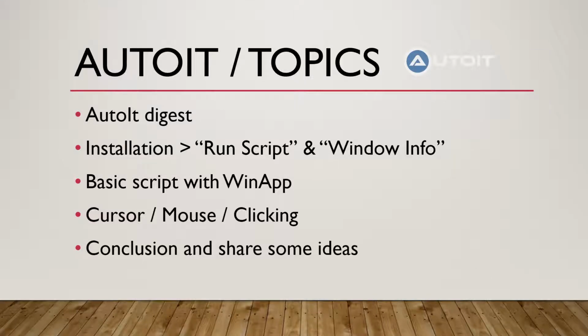I will break it down into these topics: AutoIt digest, installation, run script, and how to use Window Info, basic script with window application, cursor, mouse, clicking. And the final thing is the conclusion and sharing some ideas on how we can use AutoIt to do some system work, like a login system, or open some window application and interact with it.